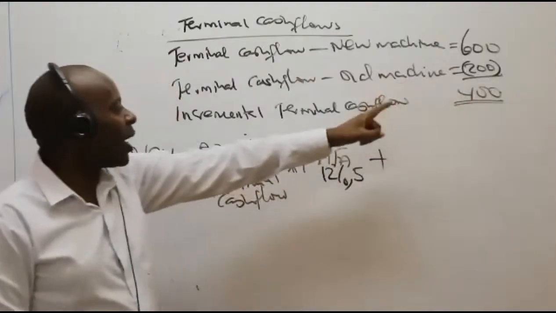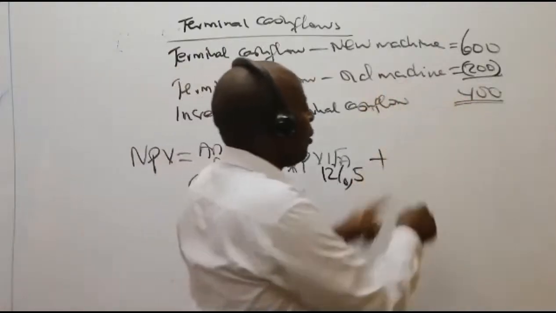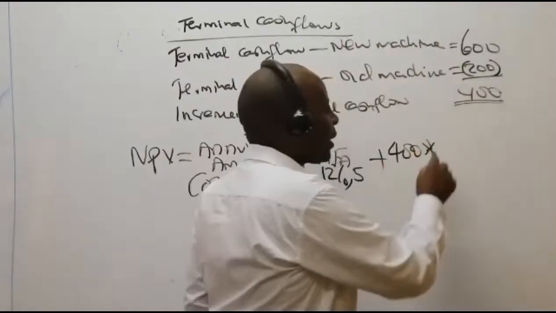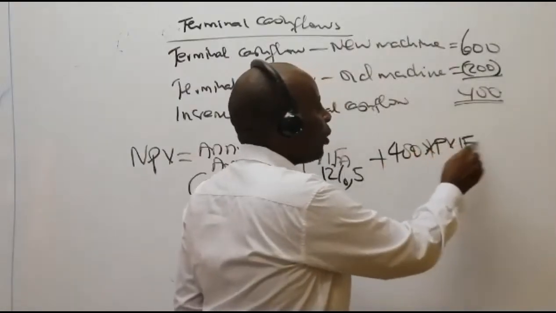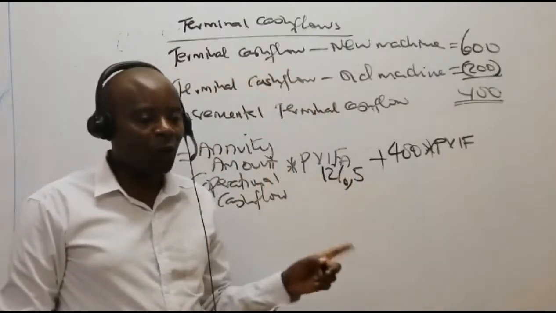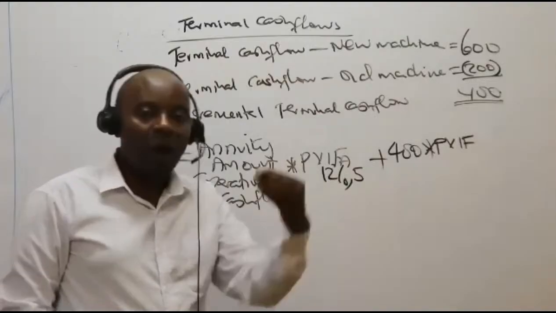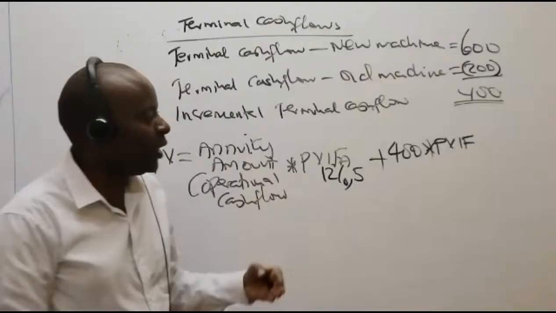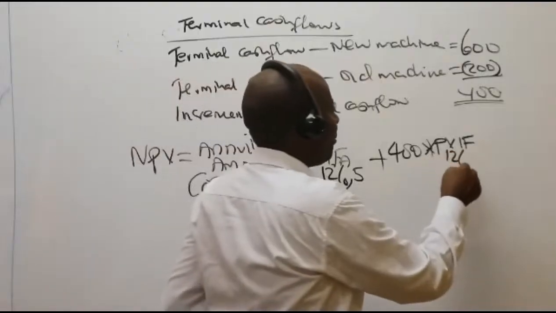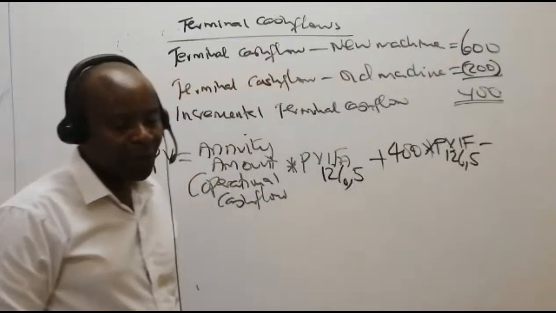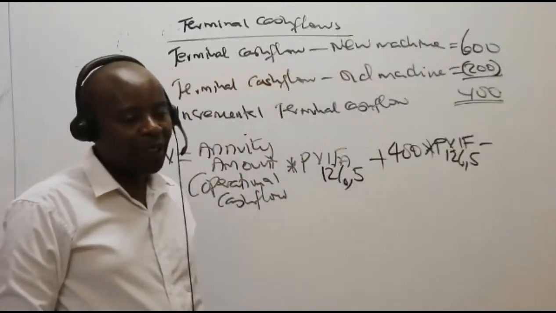There is a terminal cash flow of 400, but because it's a one-off amount, we can only multiply it with what we call PVF, the present value interest factor. It's a one-off amount, so you can only multiply it with PVF, still with the same parameters: 12%, 5 years. At the end of the day, we'll subtract the initial outlay.